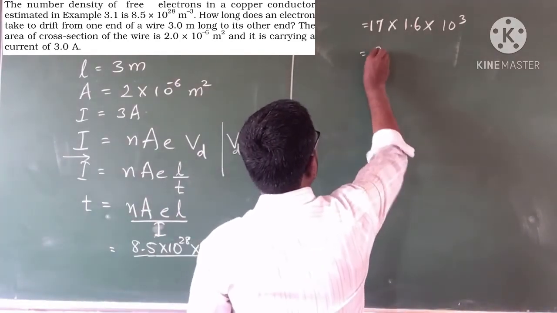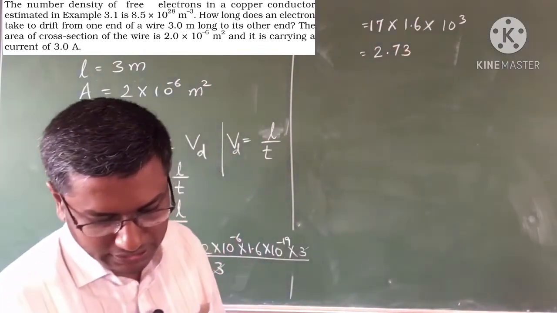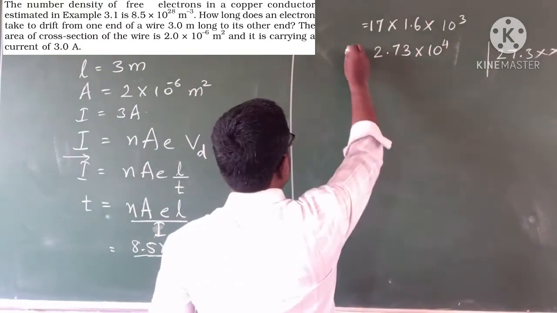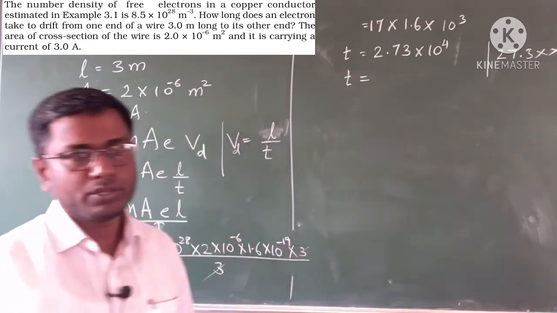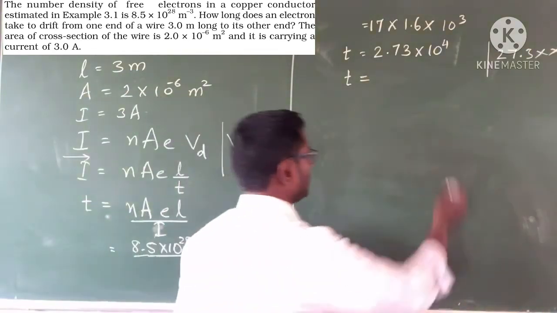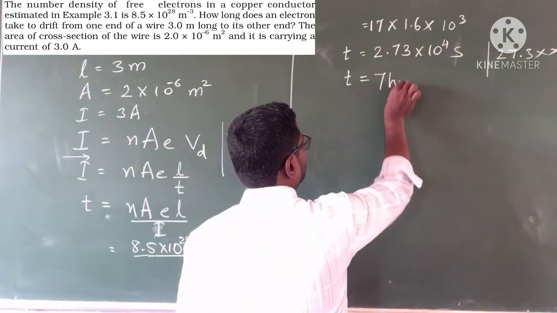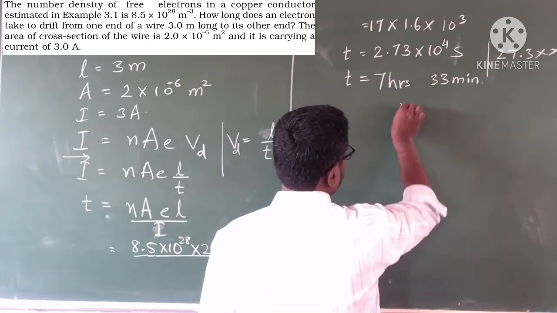This should give you something like 2.73 into 10 to the power of 4. So this is my time. Now what you could do here is you can just put seconds there. The answer for this one will be 7 hours 33 minutes and some seconds you are going to get.